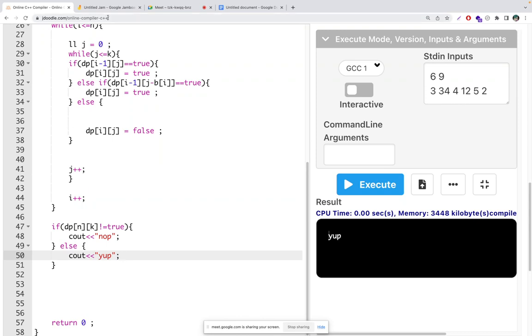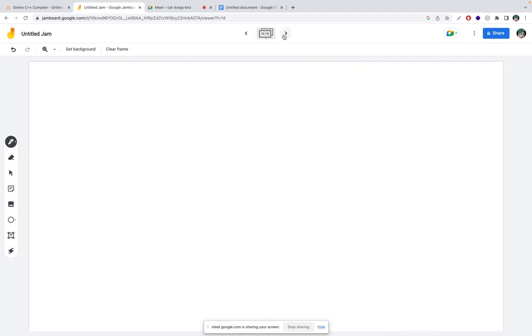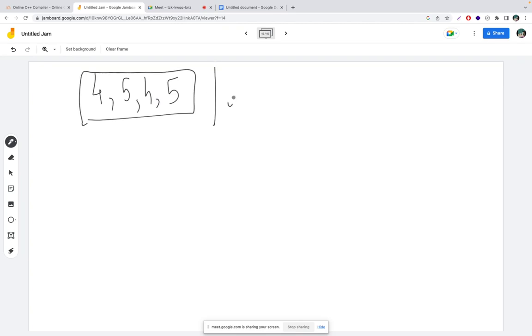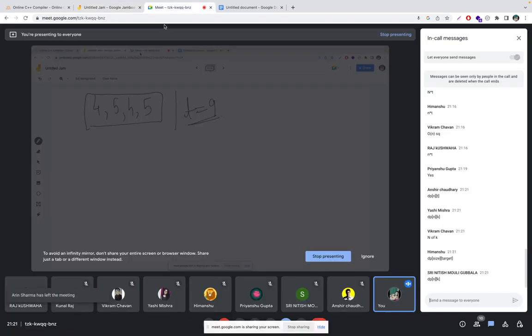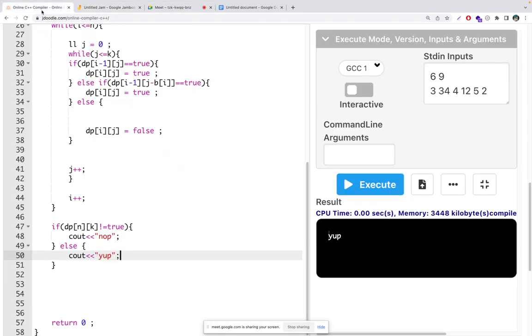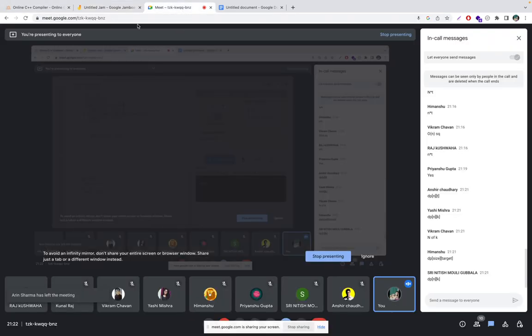Okay. So now let's discuss a harder version of this problem. Now the question is that they are giving you, this is the array given to you. And the target is 9. Clear? Okay. So guys, I want one of you to write the C++ code for it. So okay, no worries. We'll do that at a later stage.